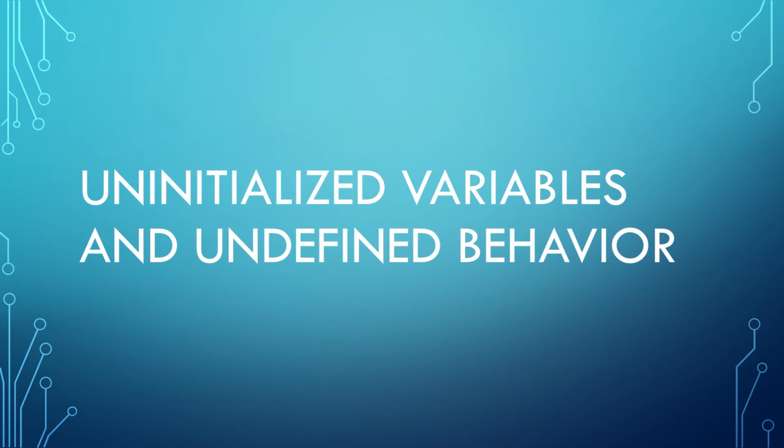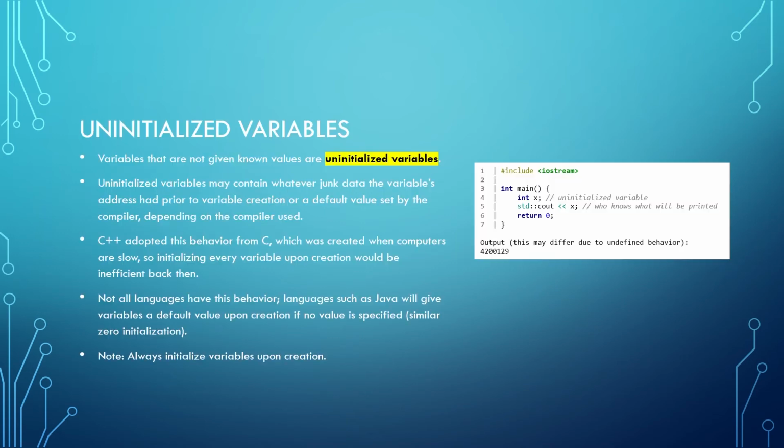Now moving on to uninitialized variables and undefined behavior. Variables that are not given a known value are uninitialized variables. Uninitialized variables may contain whatever junk data the variable address had prior to variable creation, or a default value set by the compiler, depending on the compiler used. So some compilers will automatically set a default value, some won't.